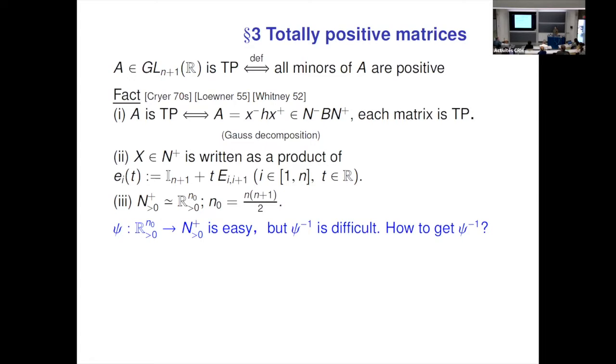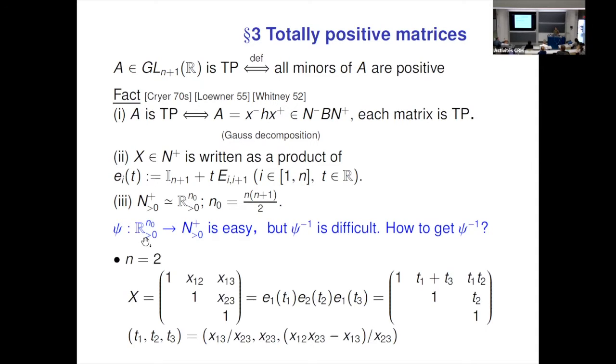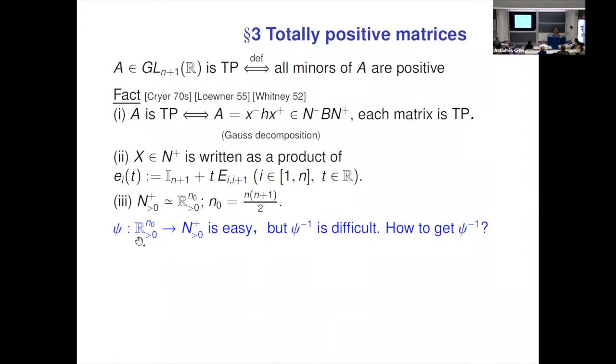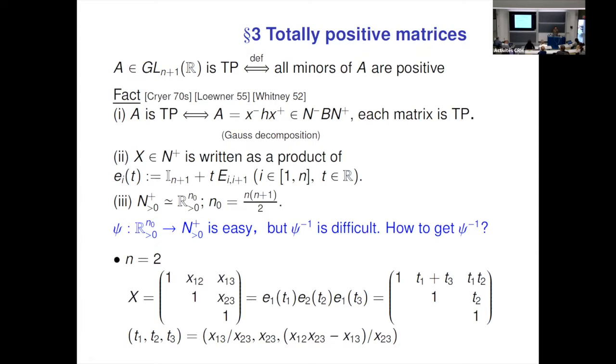The question is as follows. The map from R_{>0}^N to the totally positive upper triangular matrices is easy because we just take a product of these matrices. It's easy, but the inverse of this map seems to be difficult. And the problem is how to get this inverse. This is the pivot point of cluster algebra actually. So let's see the N equals two case.